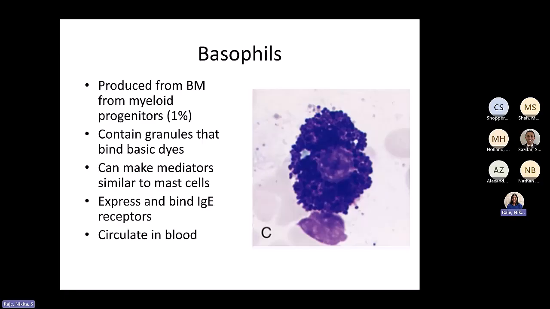Basophils. So basophils are produced from bone marrow, from myeloid progenitors, and they contain granules that also bind to basic dyes. So the basophils mostly circulate in the blood. They are similar cells, so they bind the basic dyes. These circulate in the blood, versus the mast cells, which are mostly in the tissues. But they both make similar mediators, and they express the receptors for IgE and can degranulate.